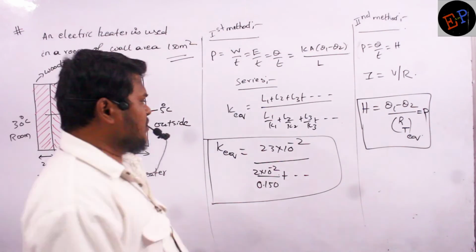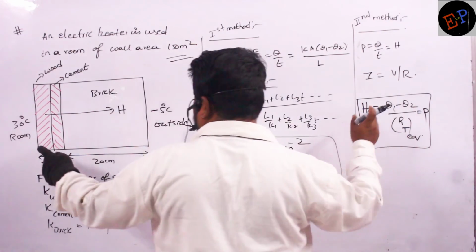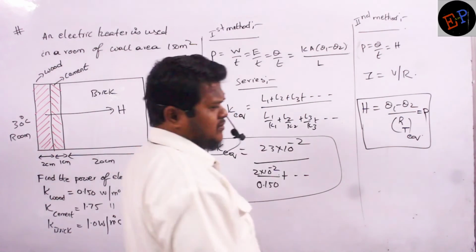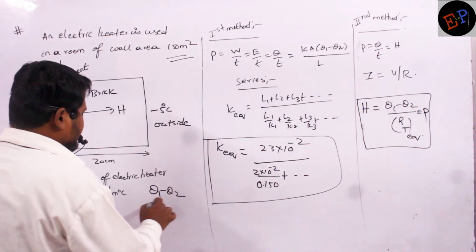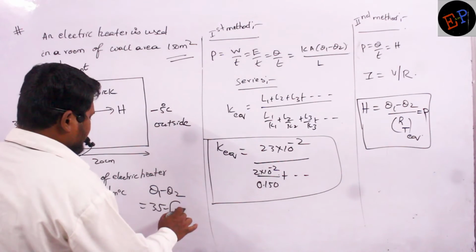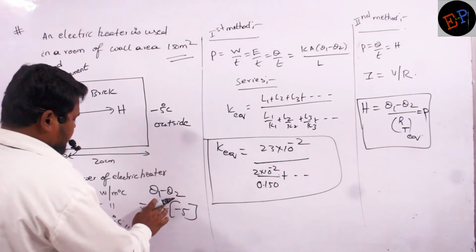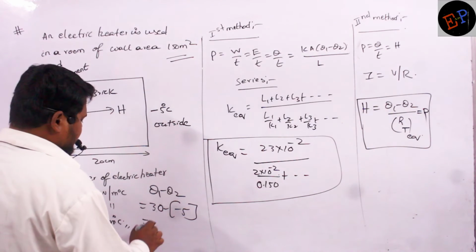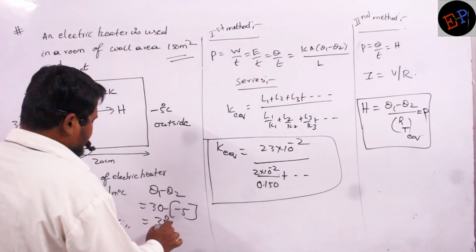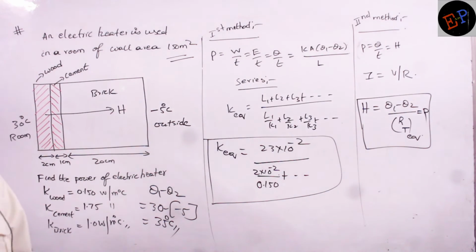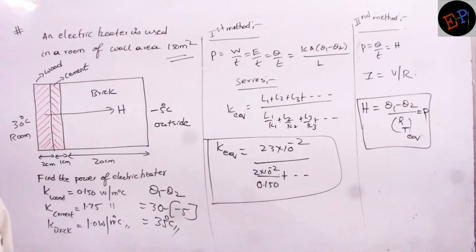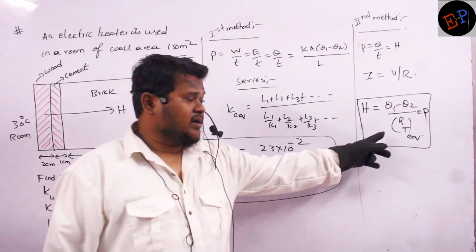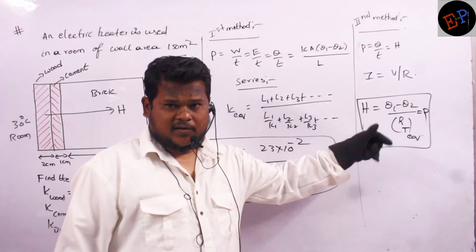Understood now? Theta 1 minus theta 2 I already know: 30 minus of minus 5 is 35 degree Celsius. That is the temperature difference. Now, do I know the equivalent thermal resistance, R equivalent? Is it given? No, I have to calculate.